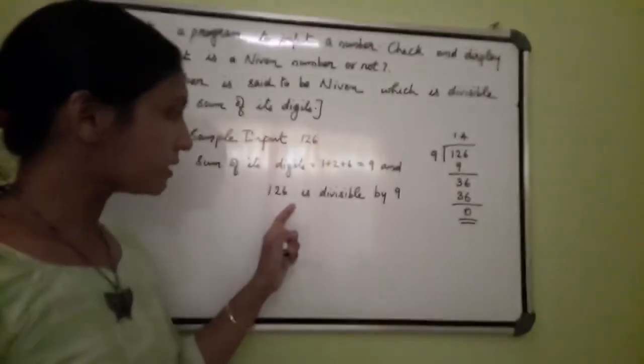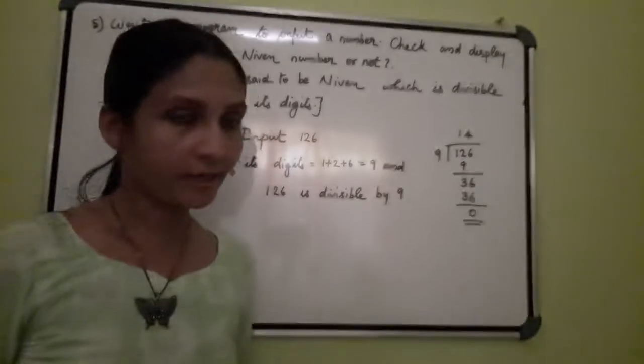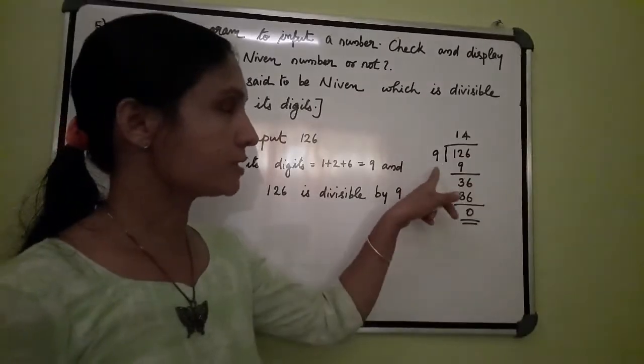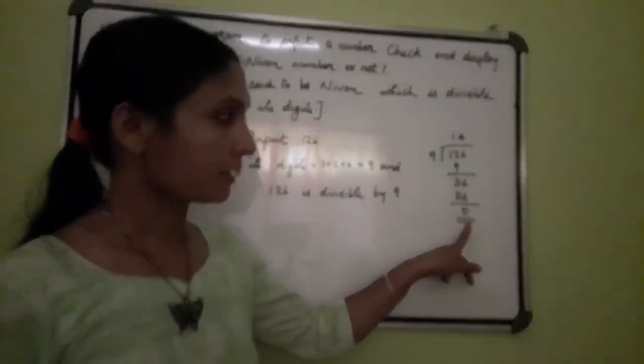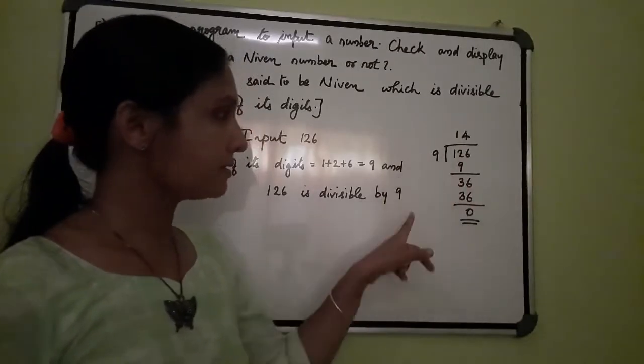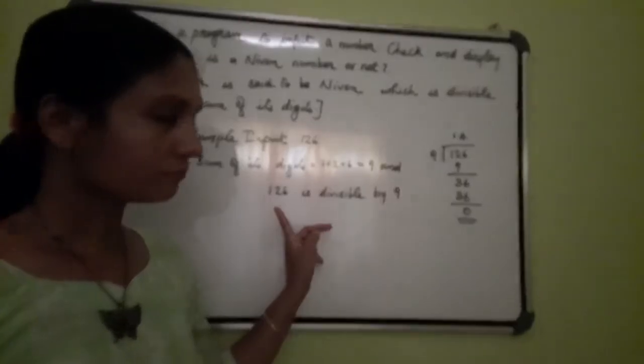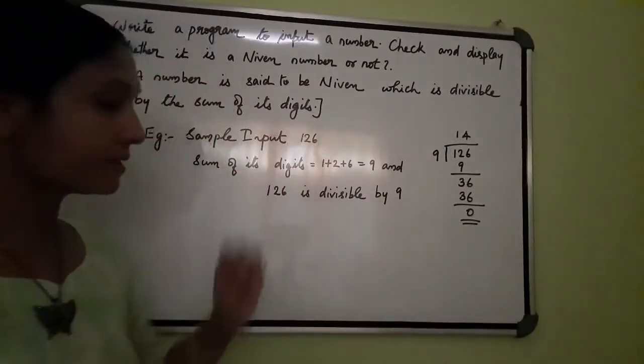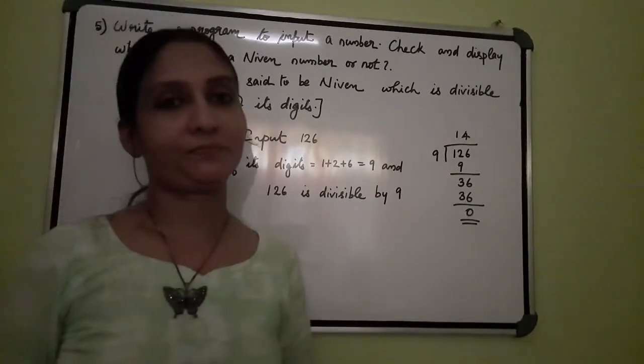And 126 is divisible by 9. It is also proved here. See, when we divide this 126 by this 9, we will get the remainder 0. That means 9 is a divisor of 126. Understood, all of you? Numbers like these are called even numbers.